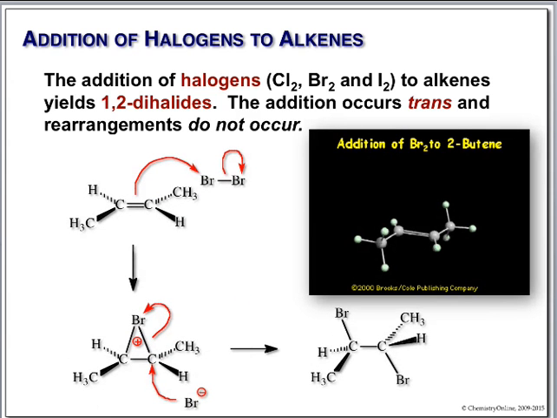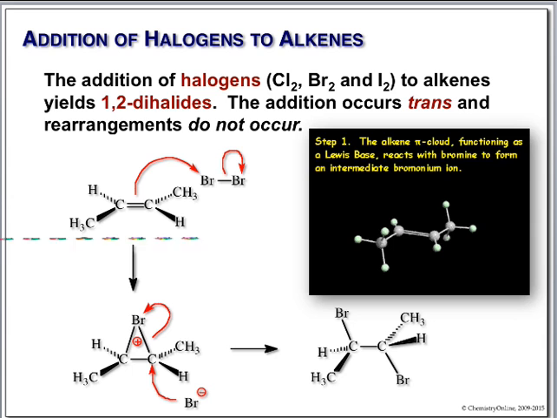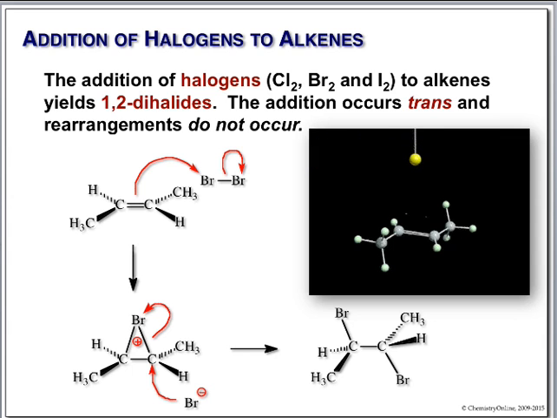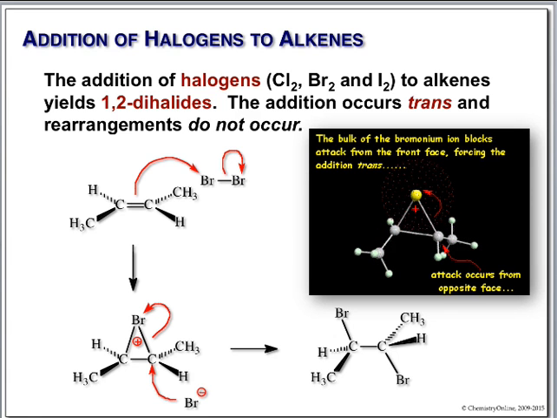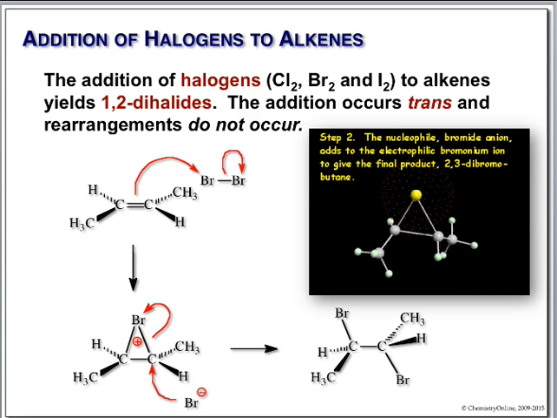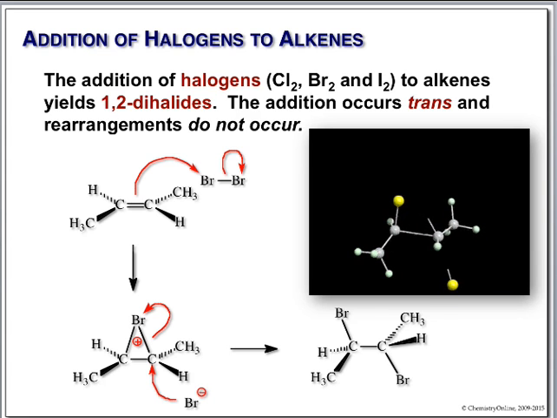It's always much more believable if there's a movie, right? Here's our mechanism. Again, the pi system reacts with Br2 to give the intermediate bromonium ion. This undergoes backside attack. This opens to give the 1,2 dibromide. Watch our movies. Step one, bromine is going to come in, it's going to split, and here's our bromonium ion. Once again, this is big. Br minus will all come in the backside, and we're left with a trans or anti 1,2 dibromide. Any questions?